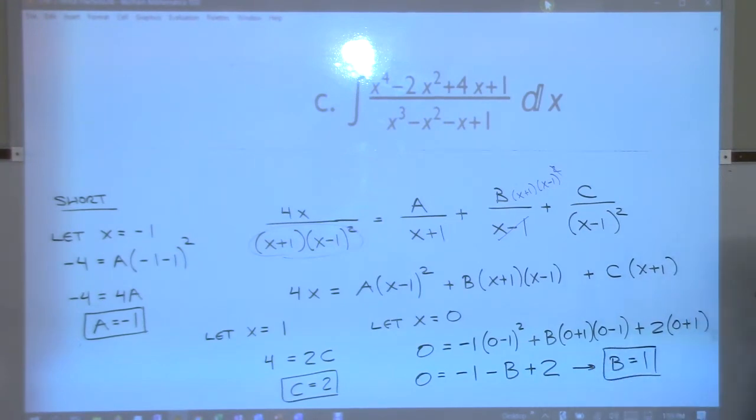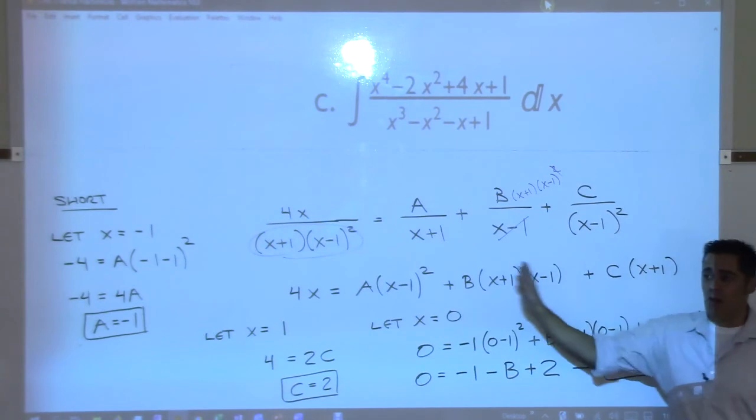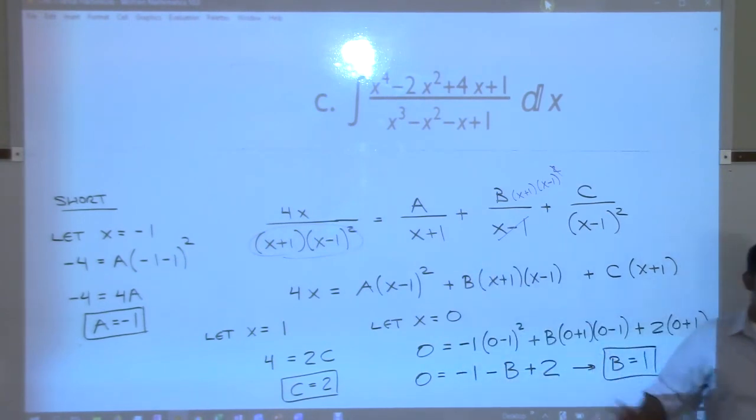So we actually didn't even need the long way here, and we got lucky because we had 2 of the 3 from the short way. Now, I don't think it's a bad thing to expand this all out. It's a good exercise to get your algebra again, but you want to be efficient.